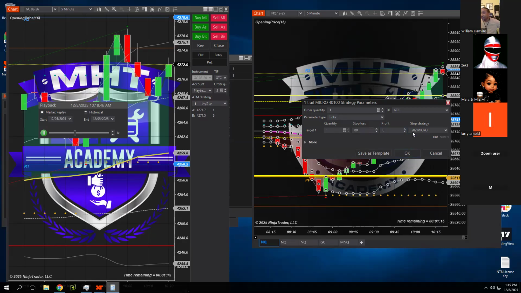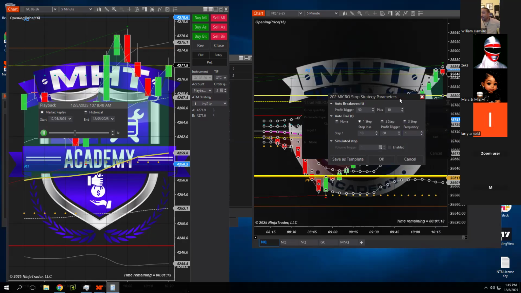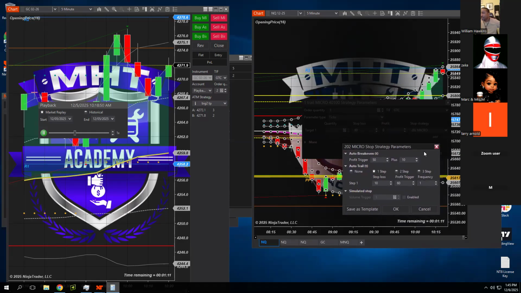But yeah, that's the ATM strategy that I use when I take the micro trades, if y'all wanted to take a screenshot of it. And a micro stop loss of 80 tick stop loss is only a $40 loss. So you shouldn't be scared to lose $40.